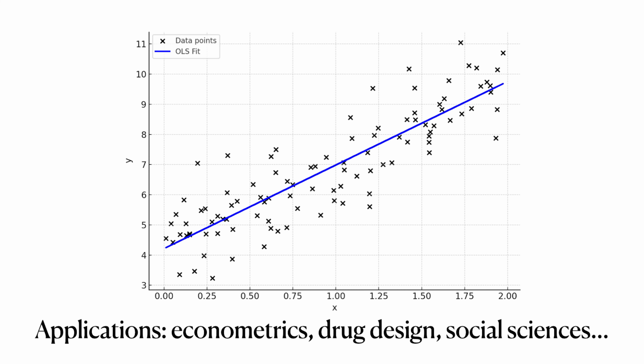In this problem, we have a bunch of data points which may be high dimensional and we want to understand linear relationships between the variables in the data. This has a ton of applications from econometrics, drug design, quantitative social sciences, and more.